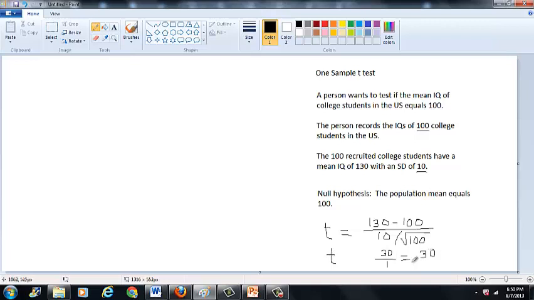If the t-score, which is the test statistic, is at the critical value or higher, we reject the possibility that the mean IQ of college students in the US is 100. If the t-score comes out below the critical value, we simply don't reject this claim right here, and we actually just remain uncertain about whether it equals 100.